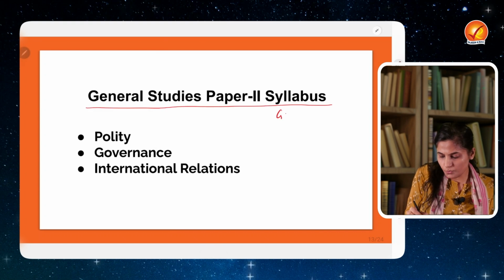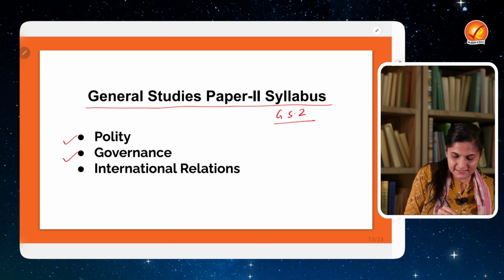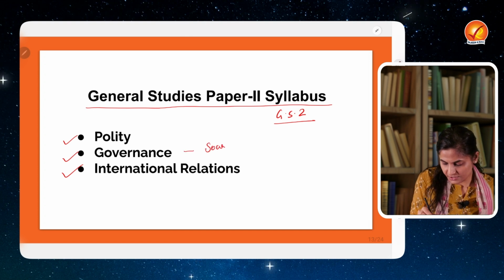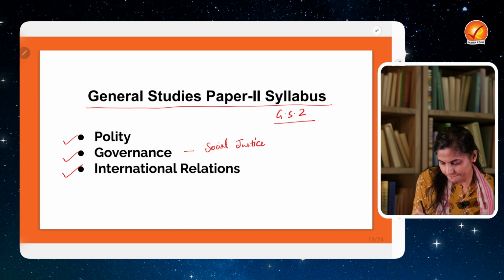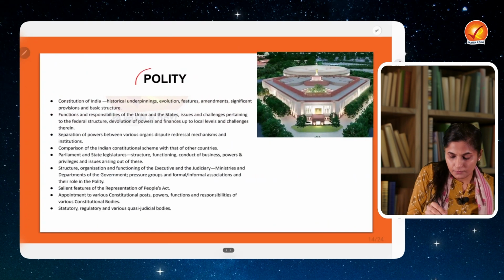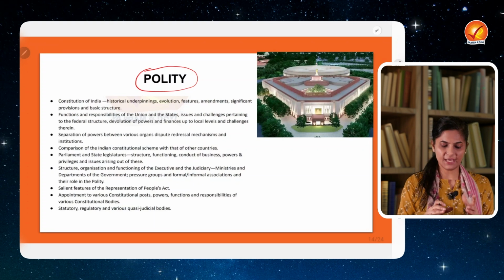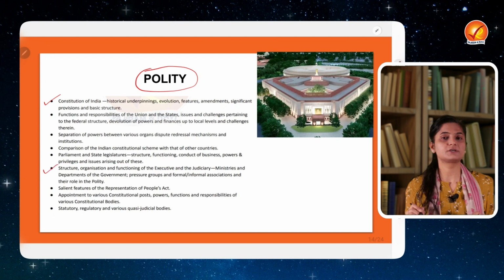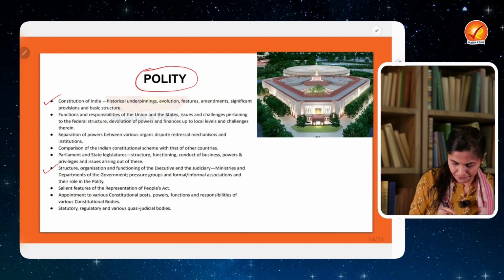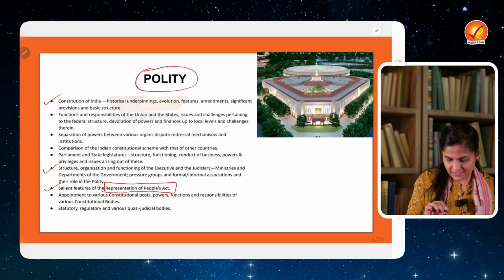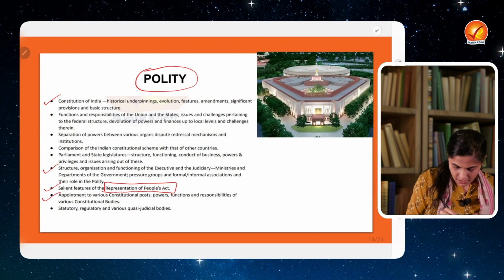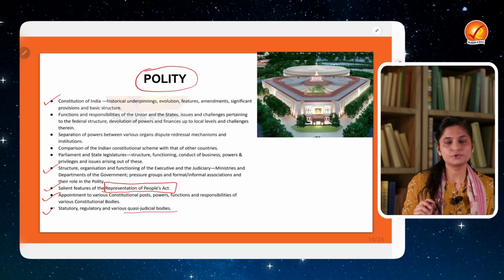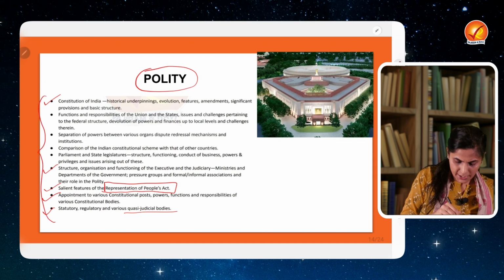Now, coming down to the GS2 part. Please remember, it has 3 subjects: polity, governance, international relations. Governance also has an aspect of social justice. Okay. So, now decoding the polity section of it, as you have seen in the syllabus, we have to read about the Constitution of India, then various structures, organization and functioning of the executive, judiciary or the legislature. Again, the Representation of People's Act, you have to know it in detail. Then appointments to various constitutional bodies, non-constitutional bodies as well. Then various quasi-judicial bodies. So, all of this syllabus is related to the polity part.